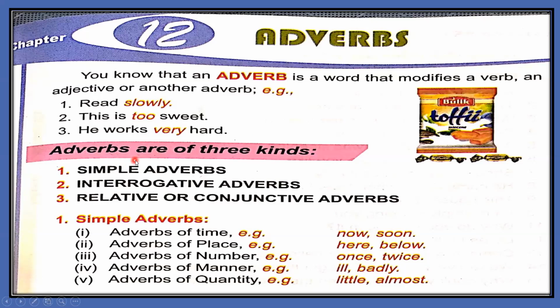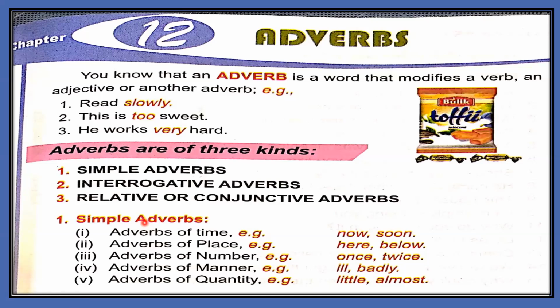Now, adverbs are of three kinds. How many kinds of adverbs are there, dear students? Three. Number one, simple adverbs. Number two, interrogative adverbs. Number three, relative or conjunctive adverbs. Simple adverbs, interrogative adverbs, and relative or conjunctive adverbs. So have a look at these adverbs one by one. Now, number one, simple adverbs.